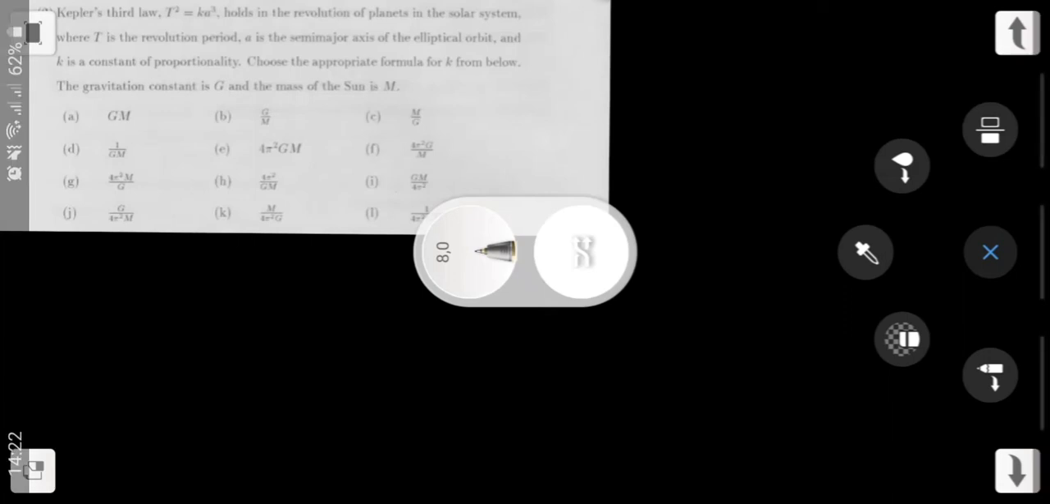So let's solve the Max exam, physics of undergrad 2013. Okay, so question 1.2, a question about universal gravitation.